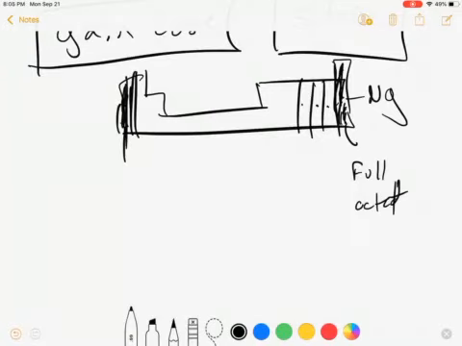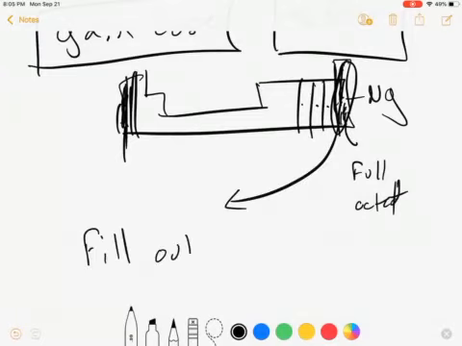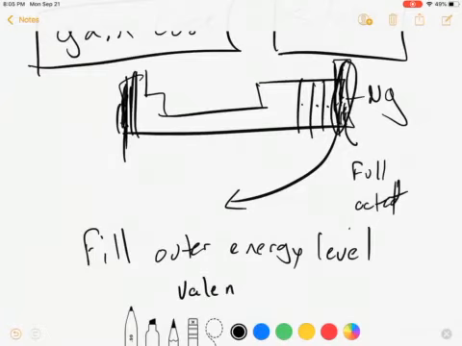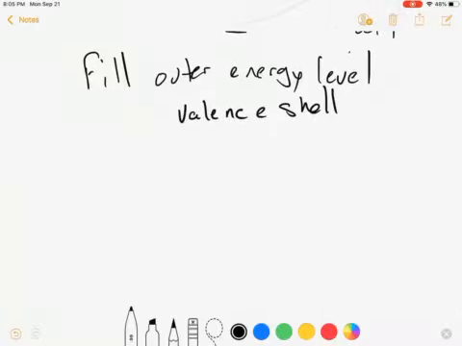So what they're going to do is either gain, lose, or share electrons to be like these nobles. What am I saying when I say that? Well, they're going to do what they can to fill the outer energy level, or the valence shell. This is what you learned in chemistry last year. All right, so we'll do the gain, lose thing.